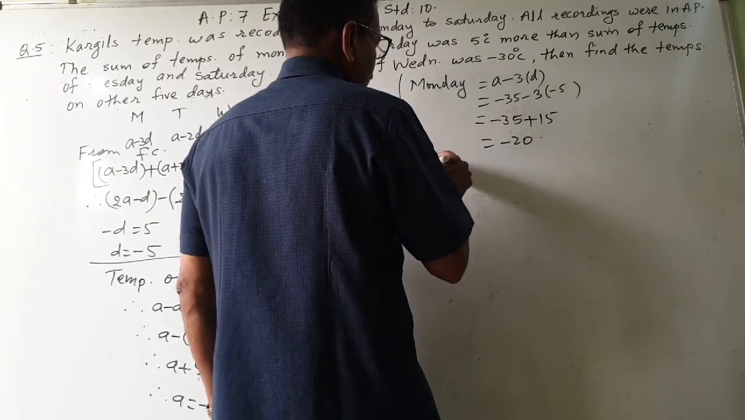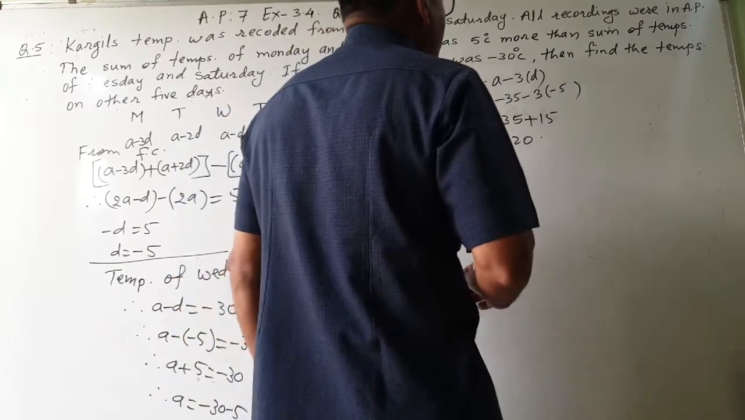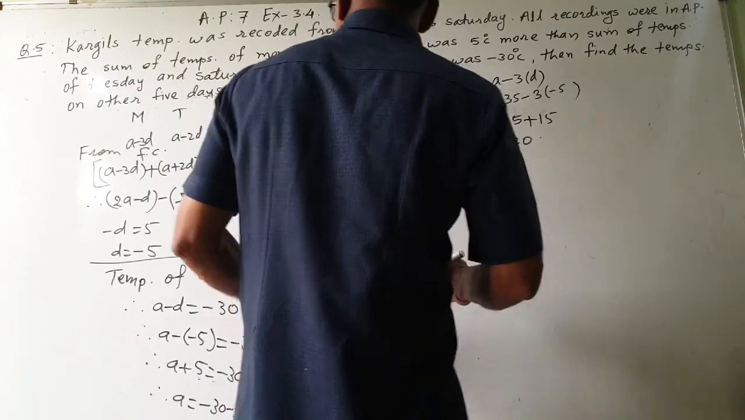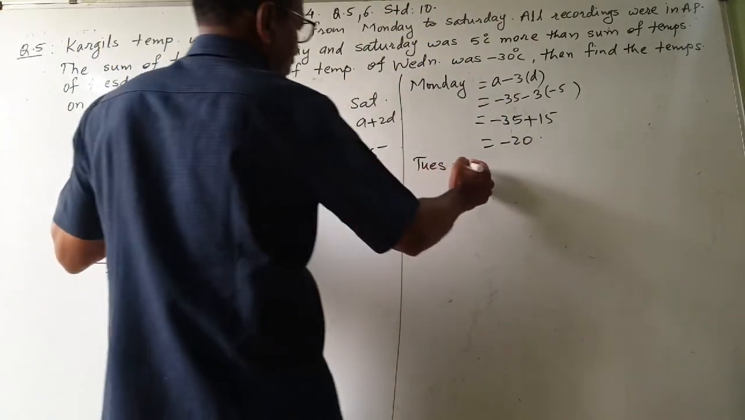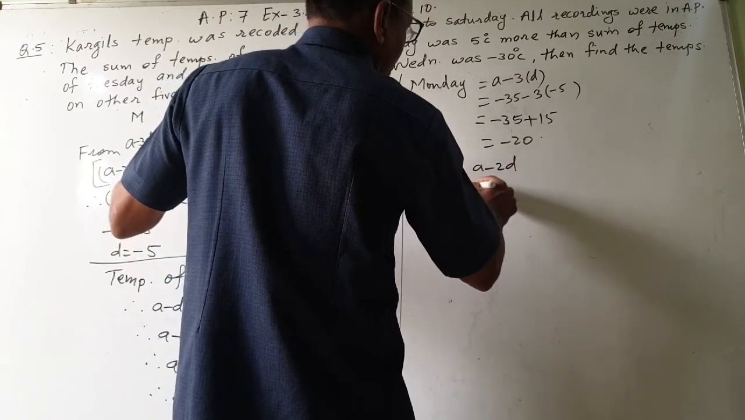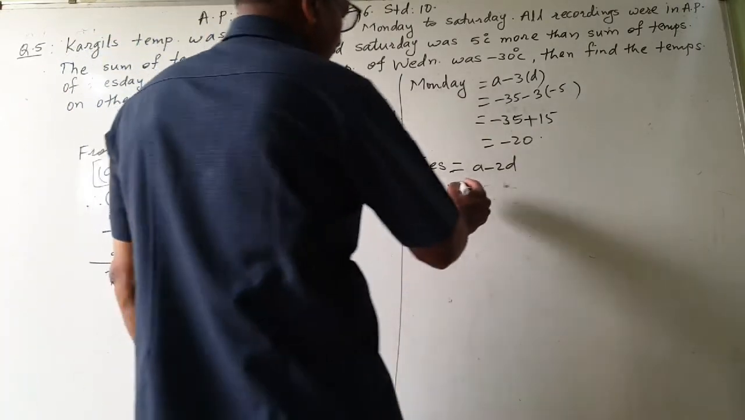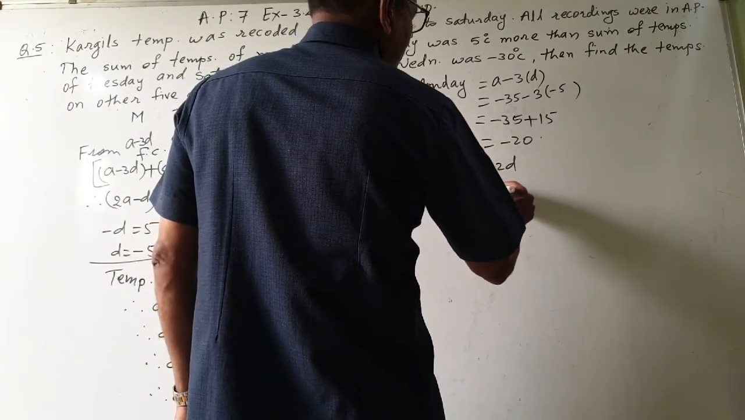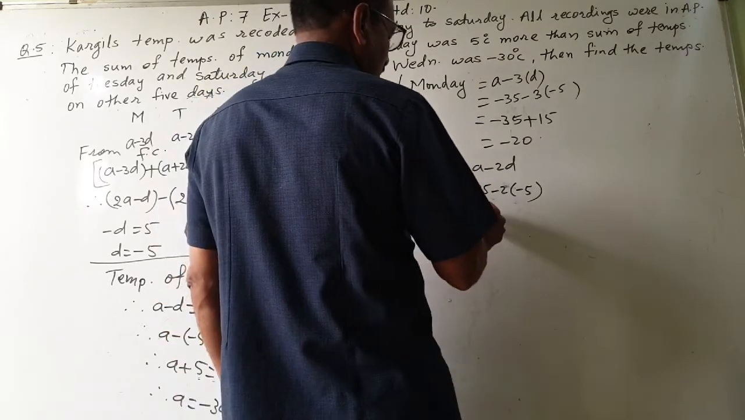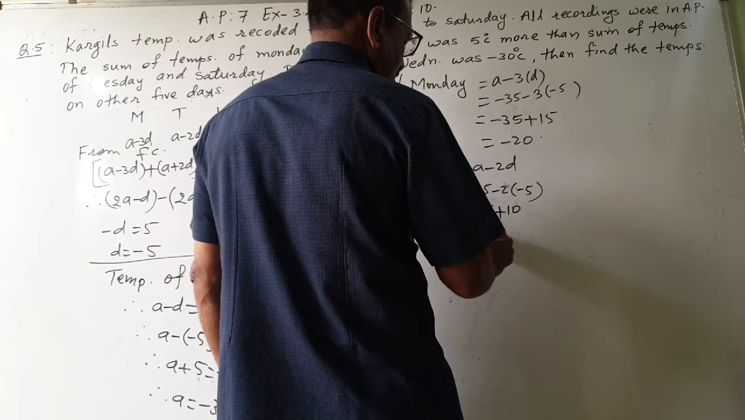Tuesday. Tuesday is what? Here it is Tuesday. A minus 2D. That is equal to A, A is how much that we know, minus 35, minus 2 into minus 5. That is equal to minus 35 plus 10. That is equal to minus 25.